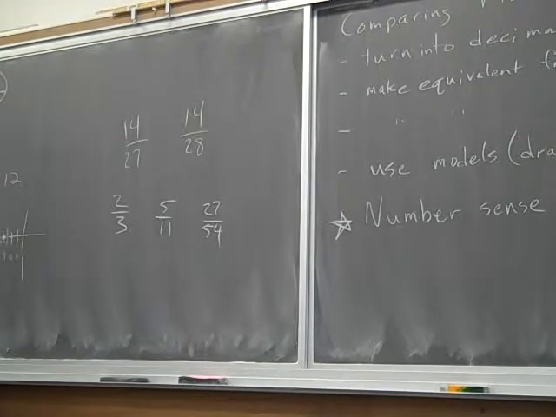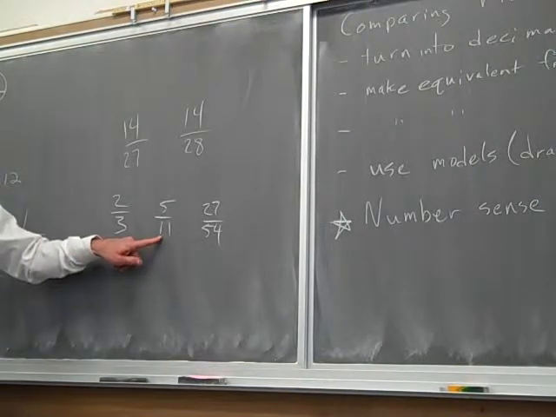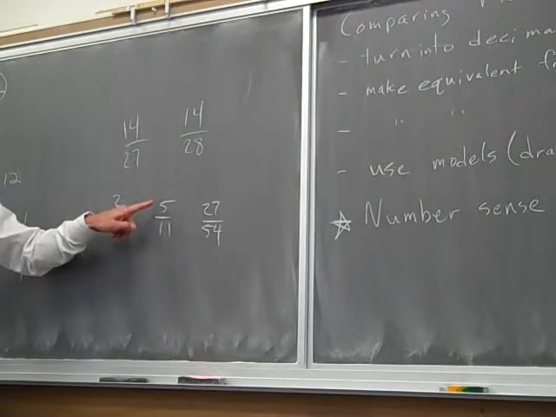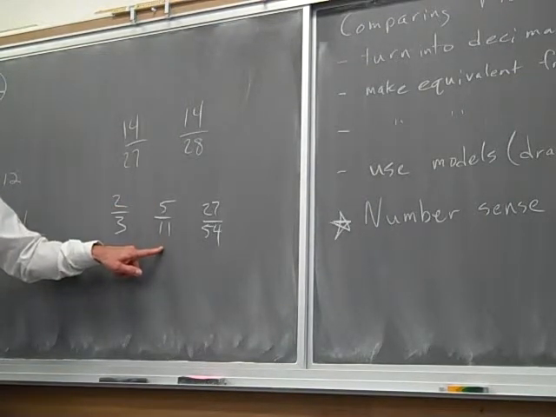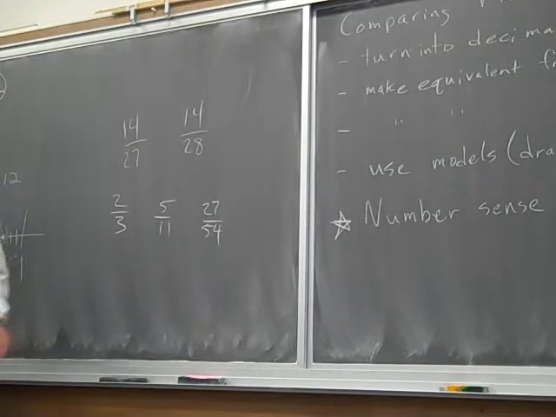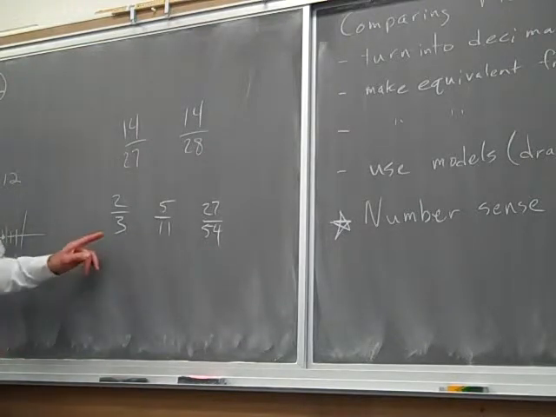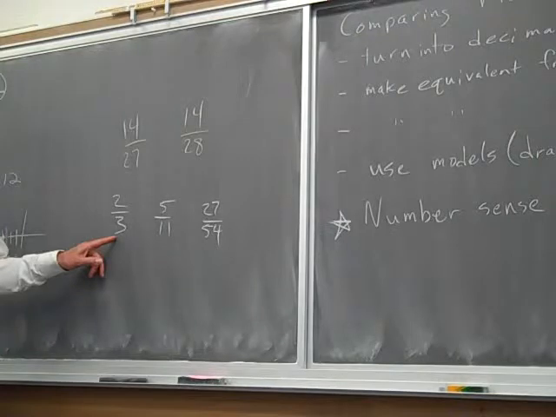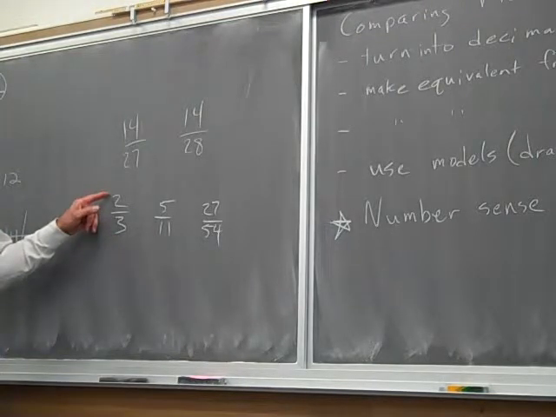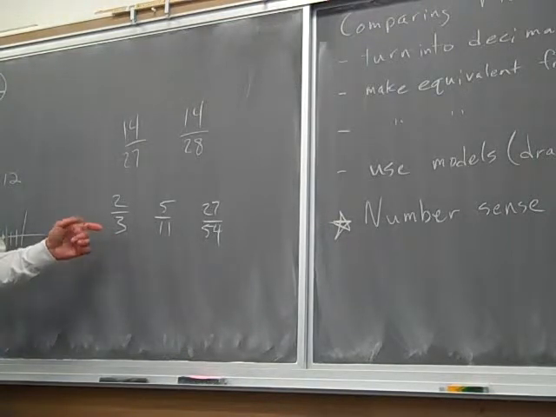It would be 5/11, 27/54, then 2/3. Because 5 is less than 5.5, which is half of 11. So this number is less than a half. Does everybody see how she thought it through? Okay, keep going. And 27 is exactly half of 54. And then 2/3 is more than half, so it's the greatest. Half of 3 is 1.5, and that's more than that. So this is more than a half.